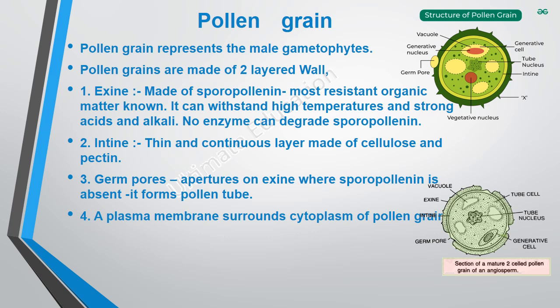Then the other structure on the pollen grain is the germ pore. It is a small aperture situated on the exine where sporopollenin is absent. It forms the pollen tube which helps in fertilization, and that pollen tube reaches up to the ova of the female structure. A plasma membrane surrounds the cytoplasm of the pollen grain.